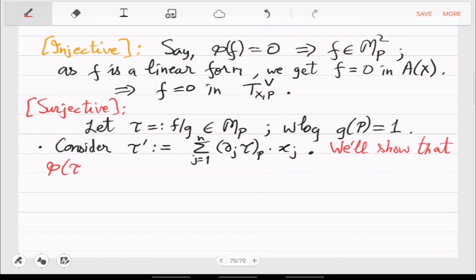So we'll show that phi of tau prime is tau. That's our goal. If you already see this, then we don't have to do the proof. Do you see this? Basically tau prime mod MP square, if you view that, it's the same as f by g. Okay, let's do this. We want to show essentially that tau prime and tau are the same, modulo m square.